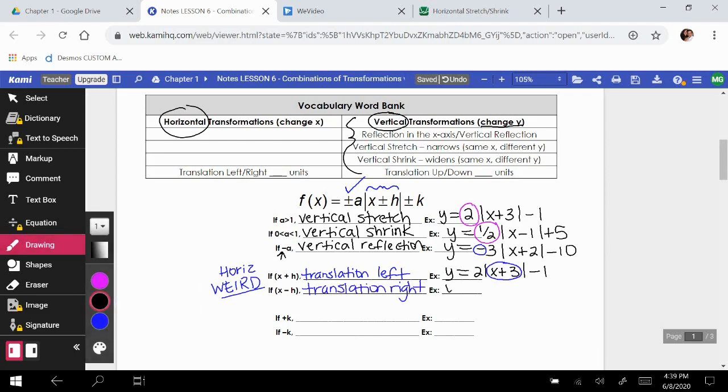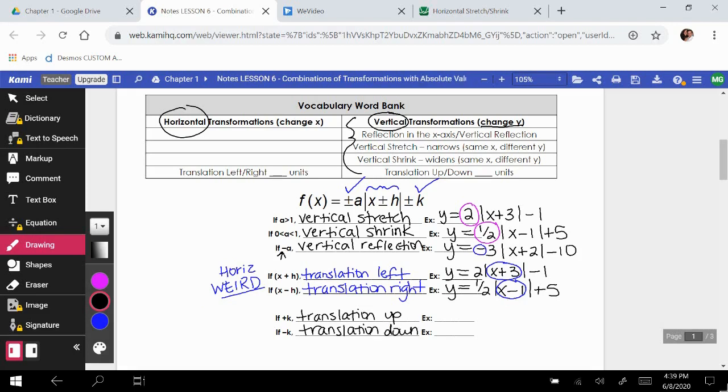So an example of that would be our y equals 1/2, absolute value of x minus 1 plus 5. You can see inside the absolute value bars we have x minus 1. That would be a shift right 1 unit. Then I go back outside the absolute value bars for our plus or minus k. Remember, anything outside absolute value is vertical transformation. Anything inside is horizontal. So plus k is going to be just a translation up k units, whereas minus k is going to be a translation down k units.